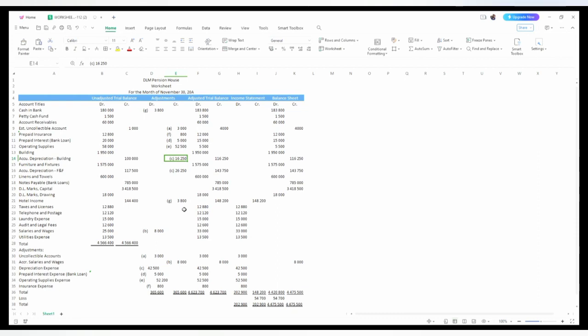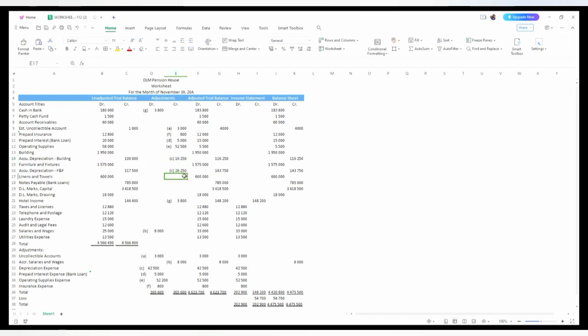We have 1,950,000 times 10% is equal to 195,000. We divide it by 12 because 1 year is equivalent to 12 months. So 195,000 divided by 12 is equal to 16,250.